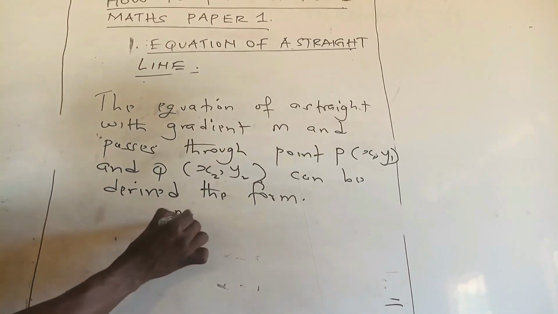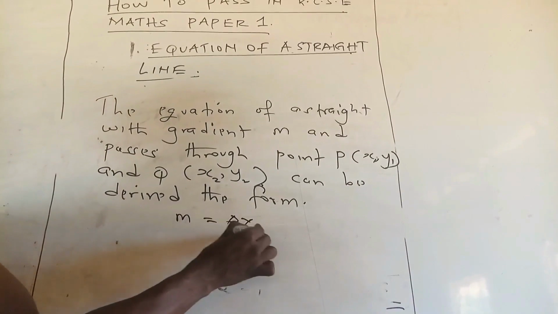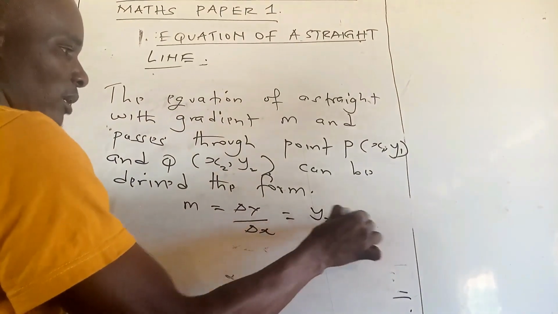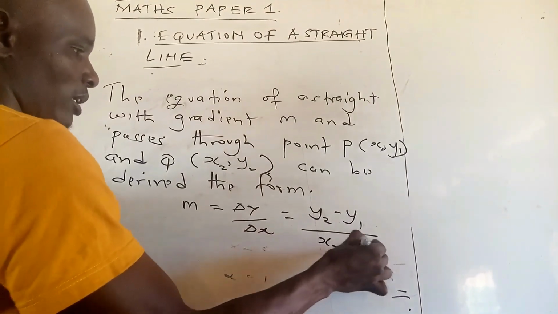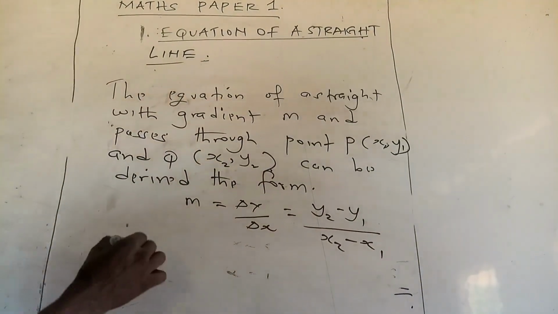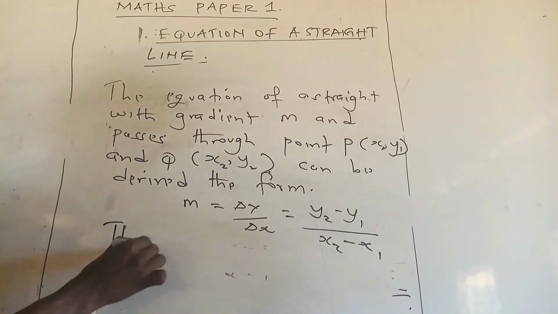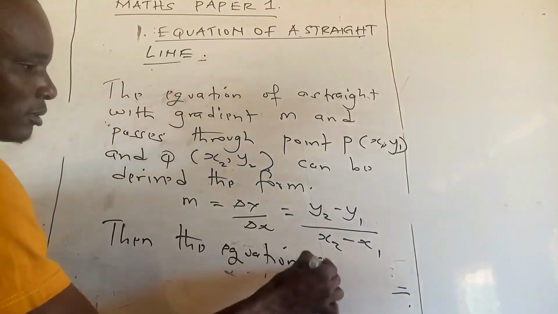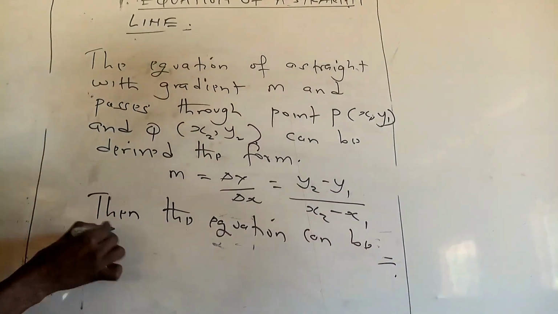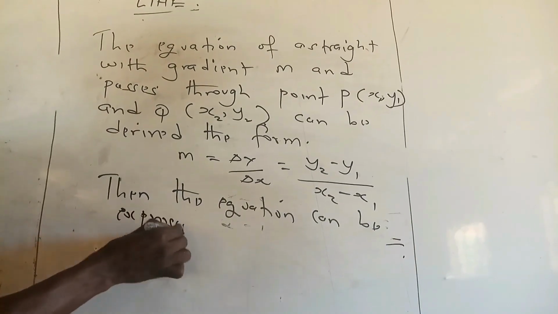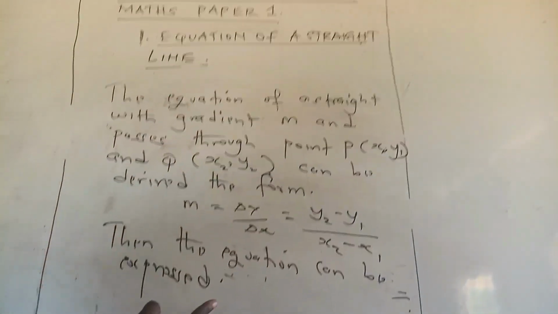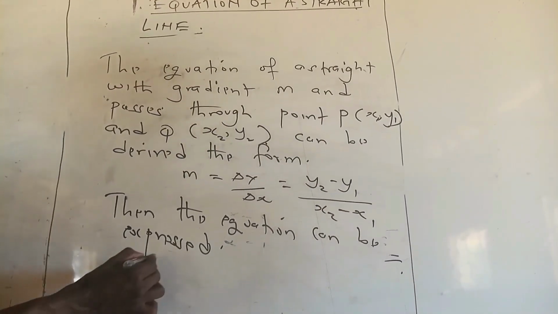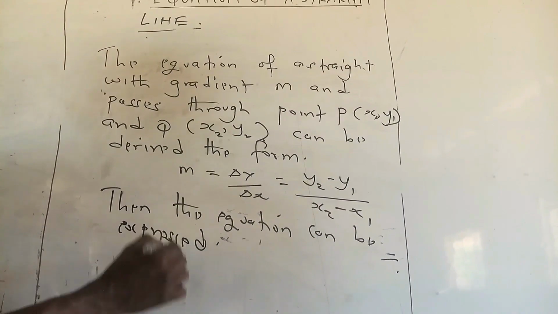We know that gradient is given by change in y over change in x, which is equal to y2 minus y1 over x2 minus x1. Then the equation can be expressed as, so we have three ways through which the equation of this line can be expressed. Now, the first way, we have point slope form.